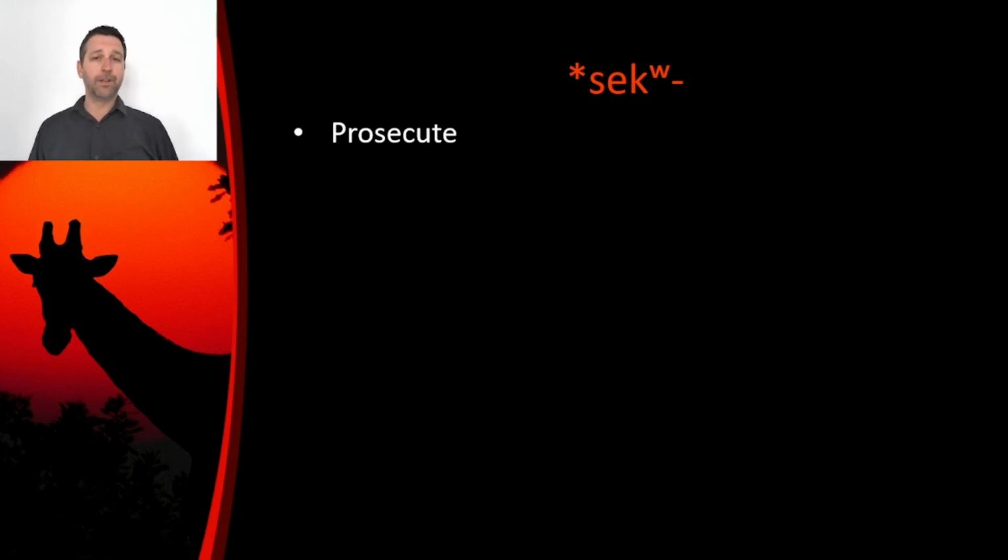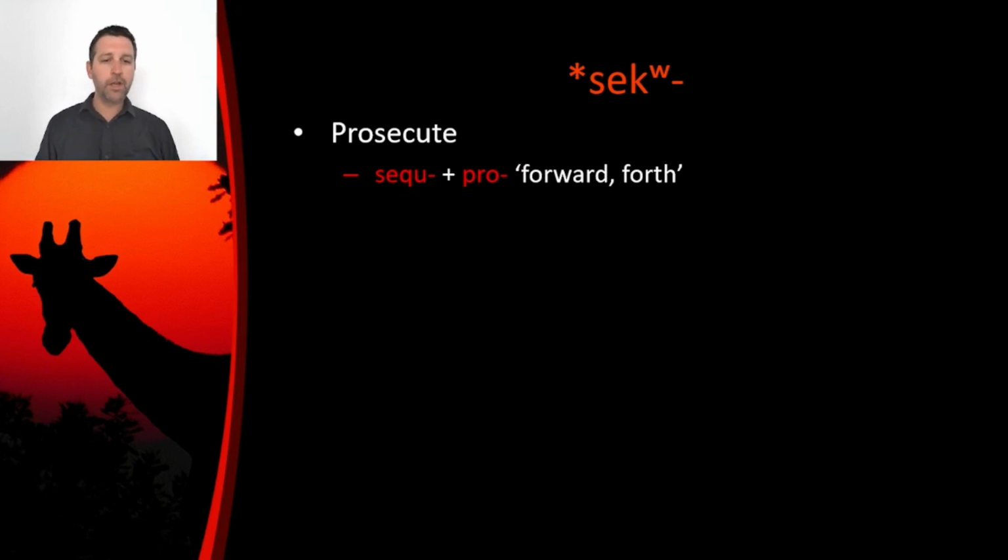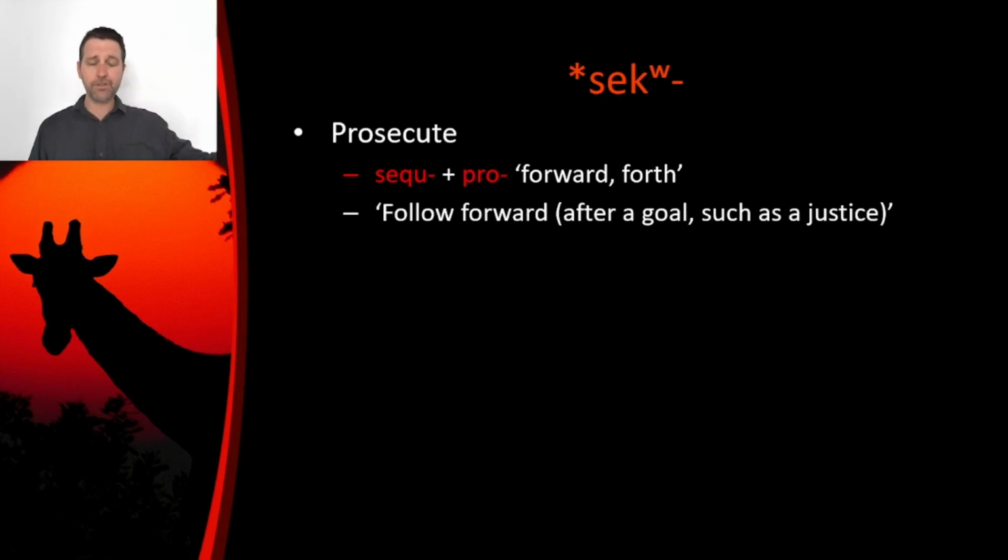Okay, here's a couple of related terms with two different prefixes. What about prosecute? Pro in Latin means forward or forth. So literally, if you prosecute something, you are following it forward. In this sense, it's kind of like executing a plan. If you prosecute a plan, you're pushing it forward. You're trying to at least follow it to its conclusion. That's what it means when you prosecute a plan.